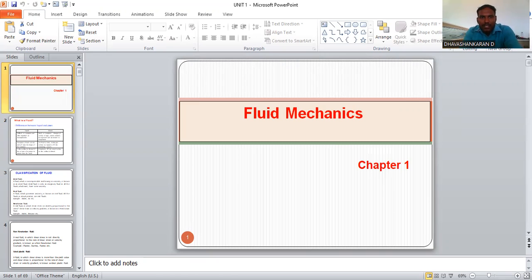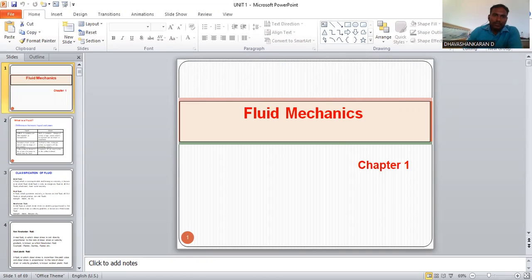The next one is the non-Newtonian fluid. This is the stress-strain relationship curve which determines the following: ideal solid, ideal plastic, non-Newtonian, Newtonian, and ideal fluid. These stress-strain relationships explain the fluid types.